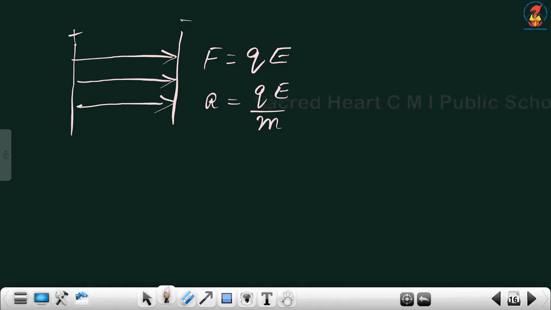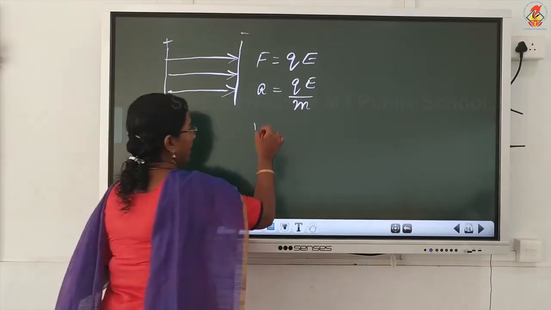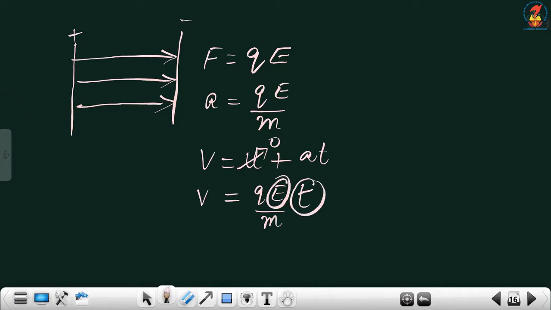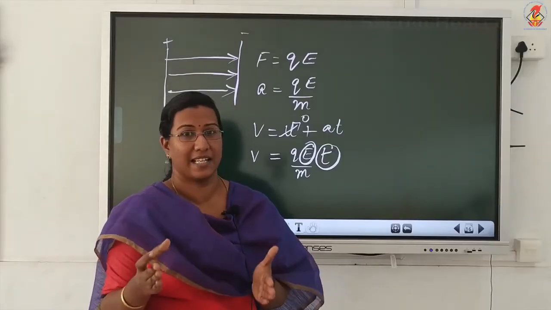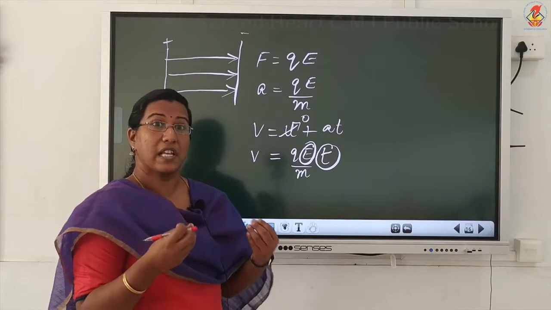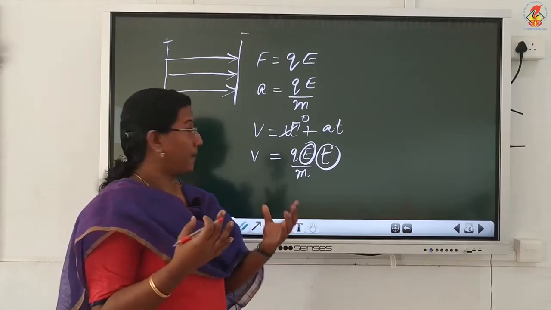So, the velocity of the particle in the field is v is equal to u plus at, which becomes, imagine our particle initially is at rest. So, u is equal to 0. So, v is equal to, instead of a, QE by m into t, which means if you increase the field or if you increase the time for which the particle is travelling in the field, you can increase the velocity of the particle and hence its kinetic energy can be increased. But how can we increase the velocity? By changing the time span.